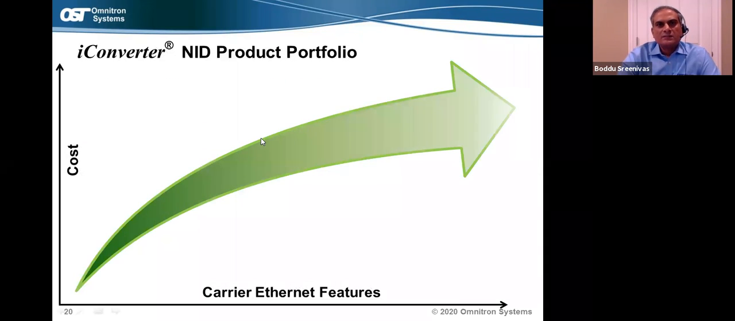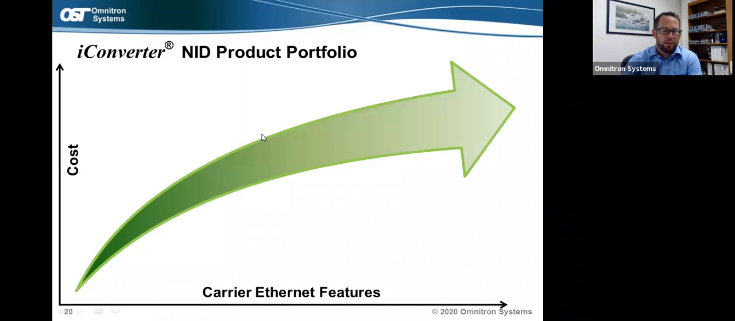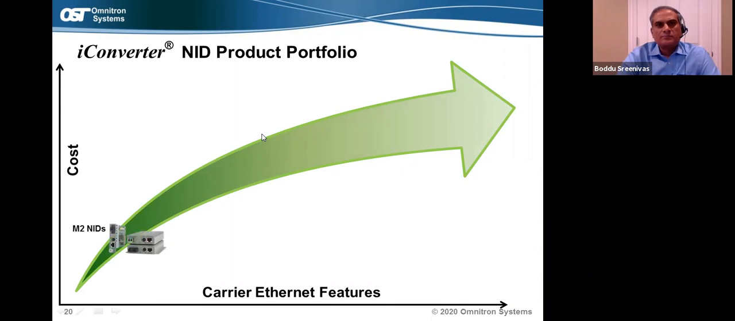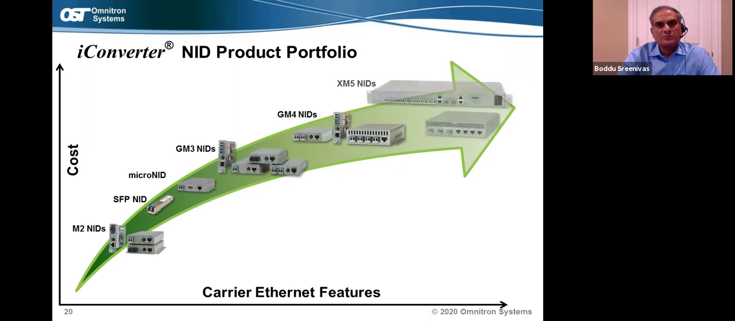Next slide. Great explanation of that. Okay, right. This is just another representation of the same concept. Basically, we have a cost versus feature comparison. So as you can see from the chart, we have low cost, low functionality models that would be our M2 NIDs. And as we move up, we have the higher cost CE 2.0 certified NIDs that are full featured and have the latest SLA and protection capabilities. Those would be our GM4 and XM5 NIDs.